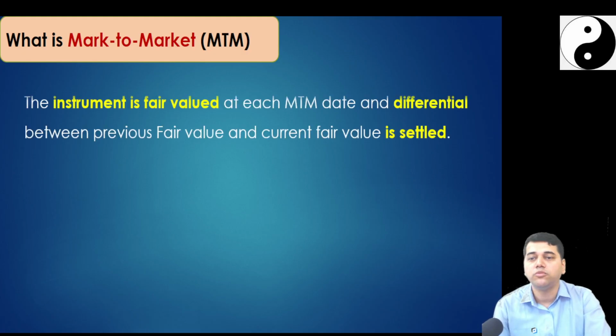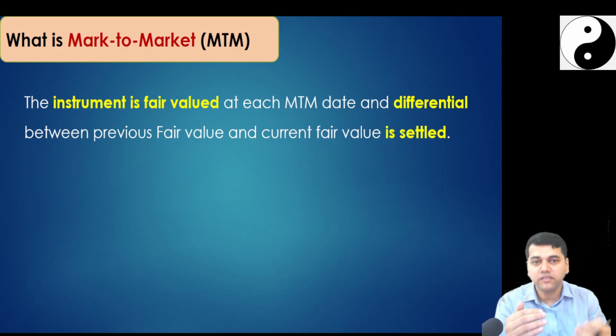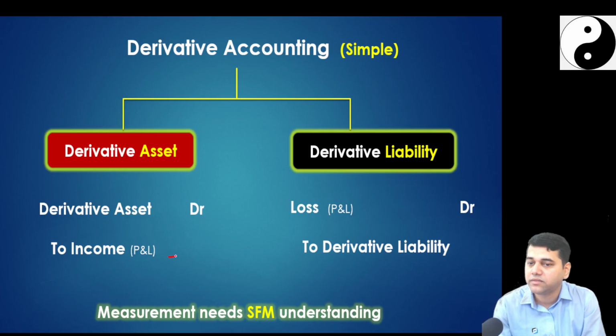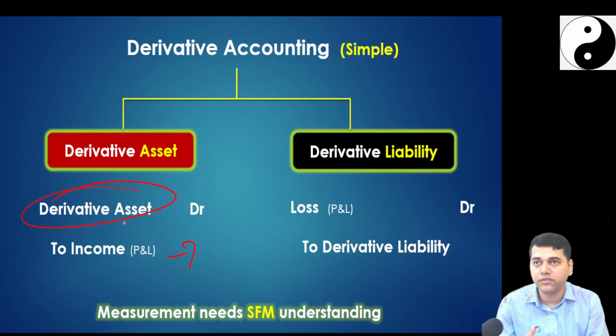Now what is mark to market? Mark to market means my previous fair value minus my new fair value. The difference is the market price change, which I charge to P&L. So how does this entry come? It is nothing but the difference between the previous value of the asset and the new value of the asset. That process is called mark to market.